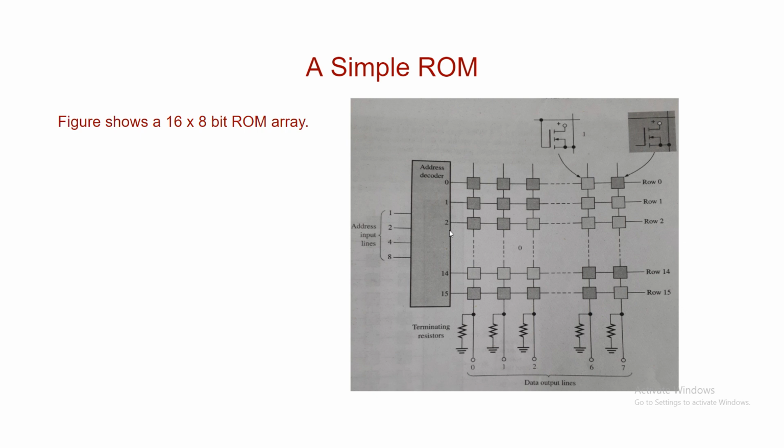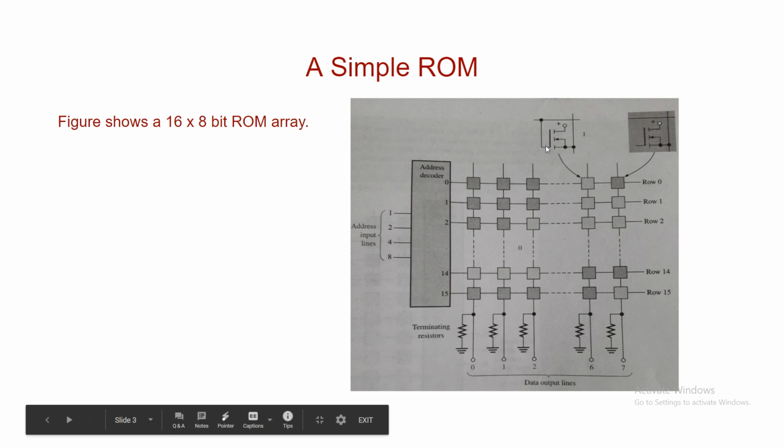When row line 2 is at high level, all the cells that have a gate connection will have their corresponding column line at high level.